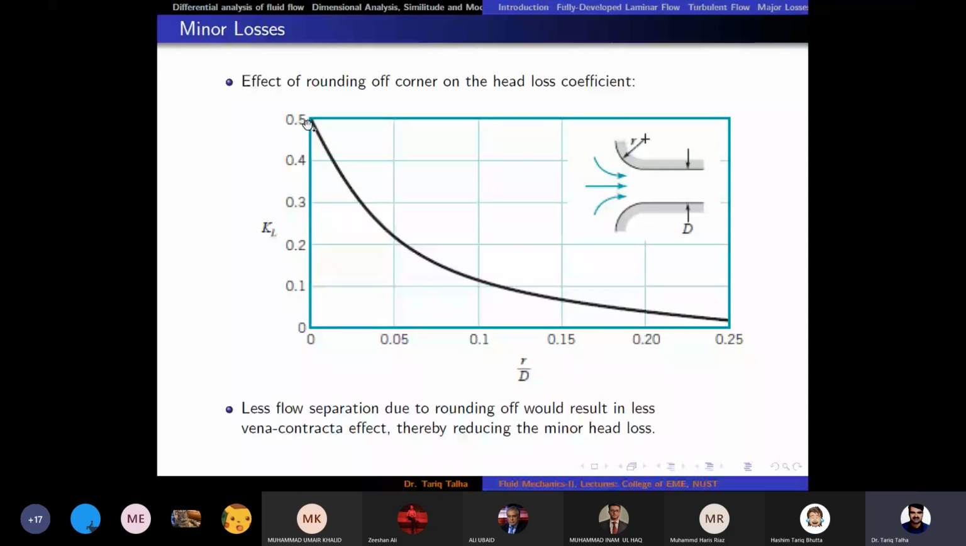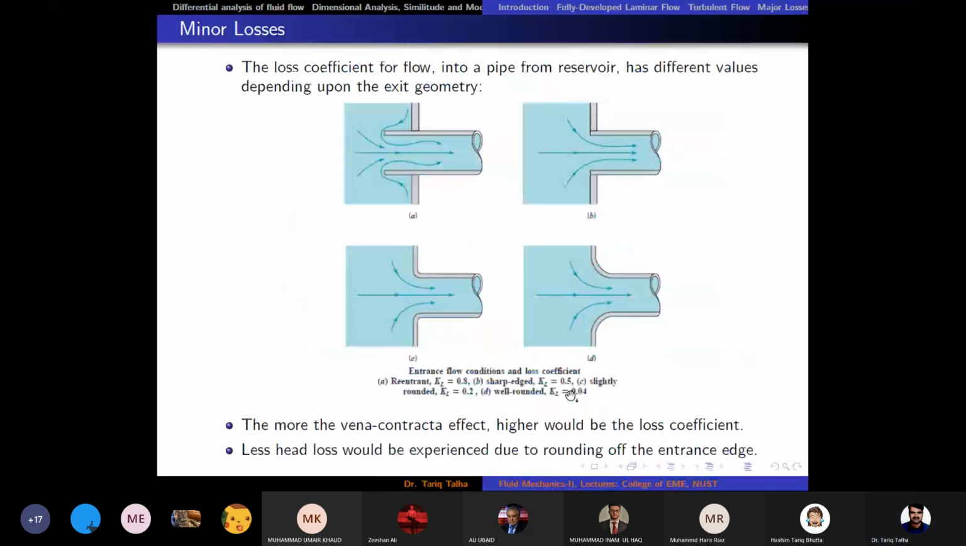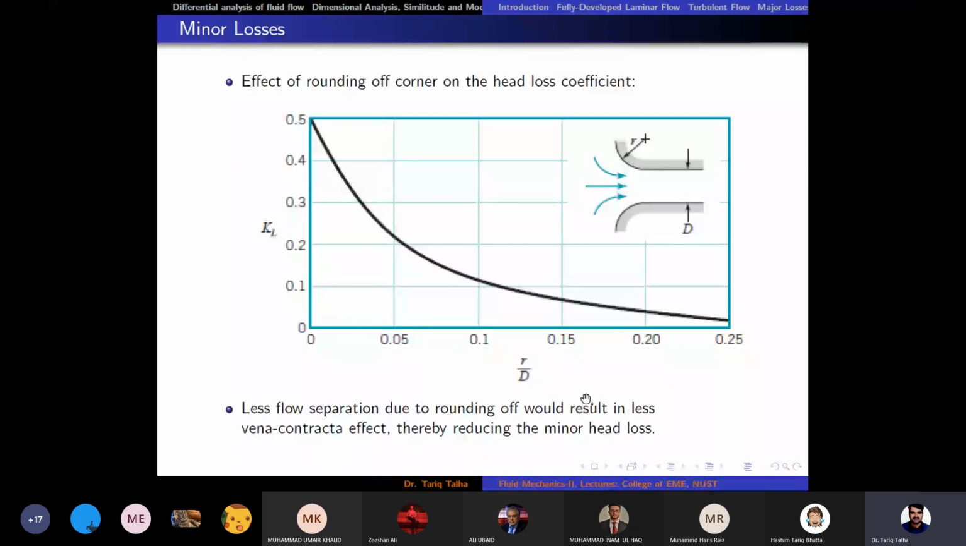If we smooth the entry by rounding off that edge and keep on increasing, then it would be decreasing all the way. At R upon D of 0.25, KL falls below, I think maybe it is around 0.02, or 0.04, which is shown here in figure D. KL is 0.04, the same thing which is shown here. So that was the loss coefficient in the entrance region.